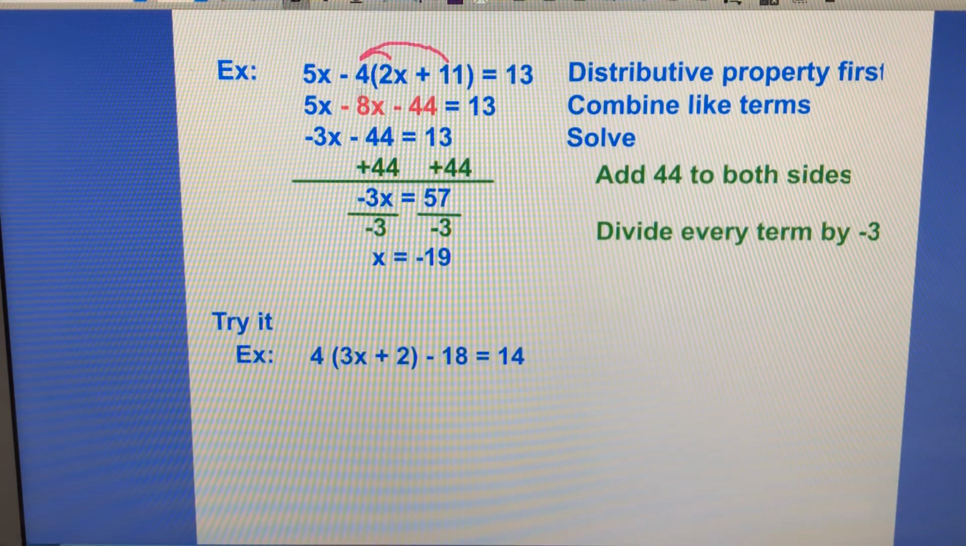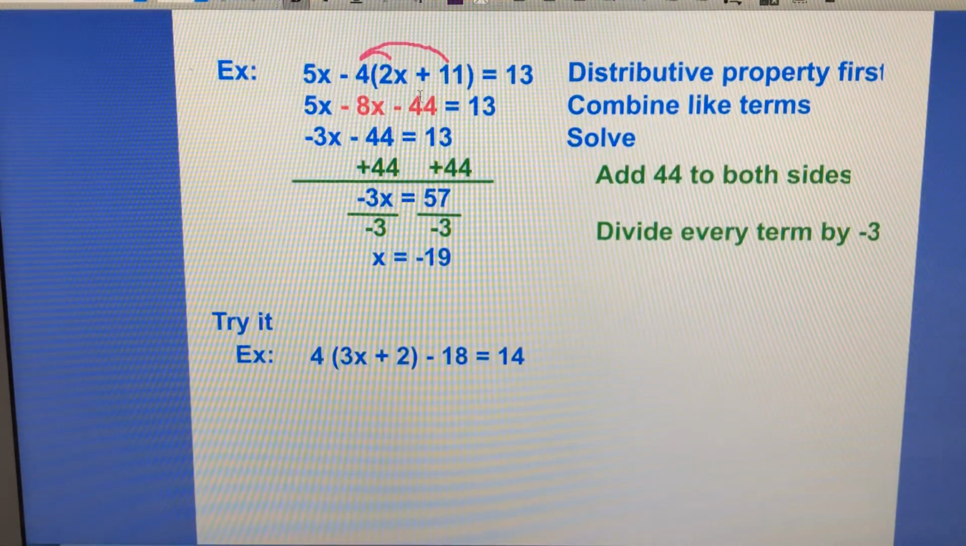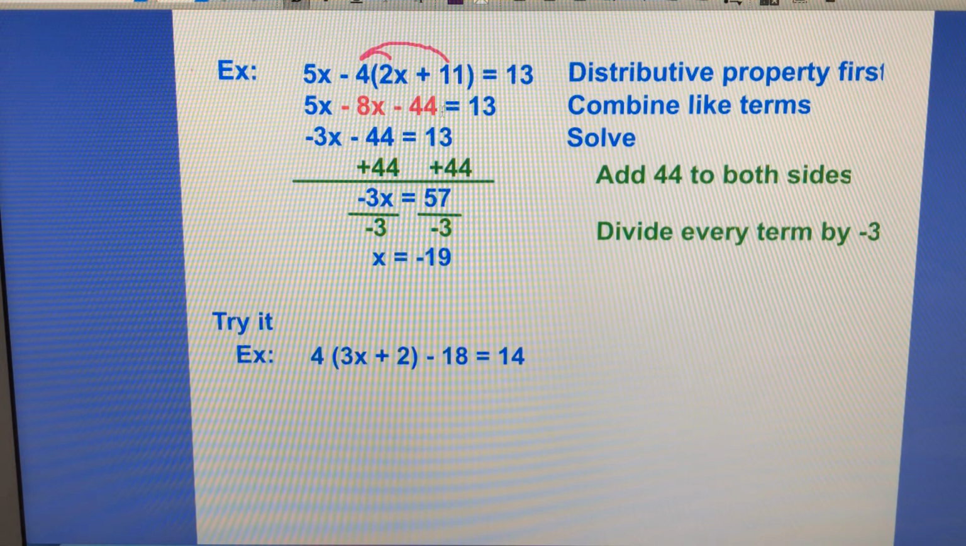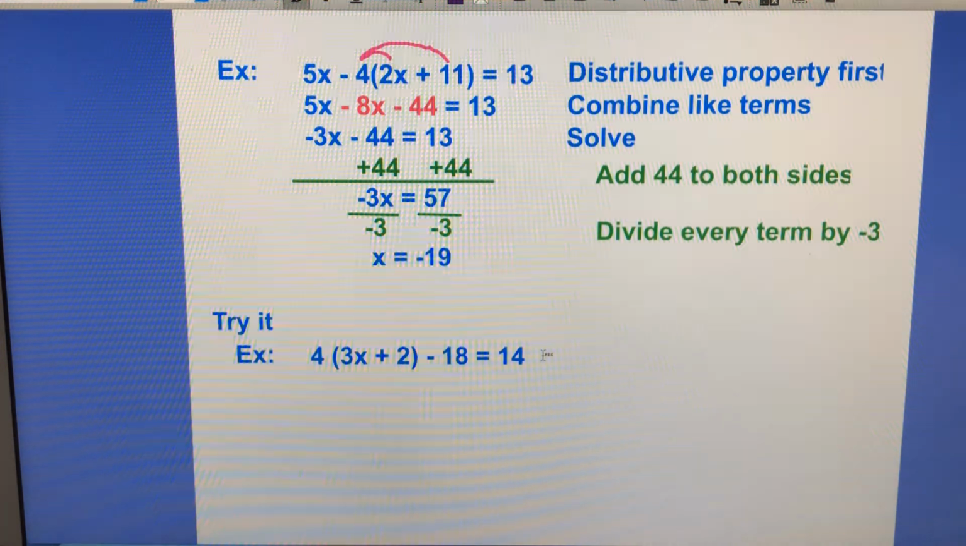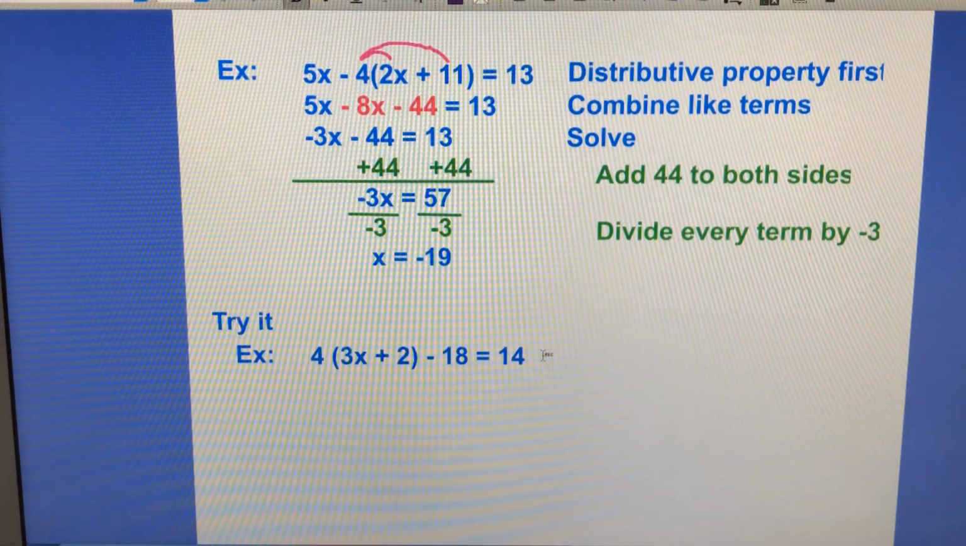Here I have a distributive property. Take a look at it instead of me just talking on and on. Look what I've done. Negative 4 times 2, negative 4 times positive 11. Different signs made a negative. Here, different signs made a negative. Combine like terms. Get rid of my constant. Get rid of my coefficient by dividing. X equals negative 19. I suggest you try one. Pause the screen and try the example.